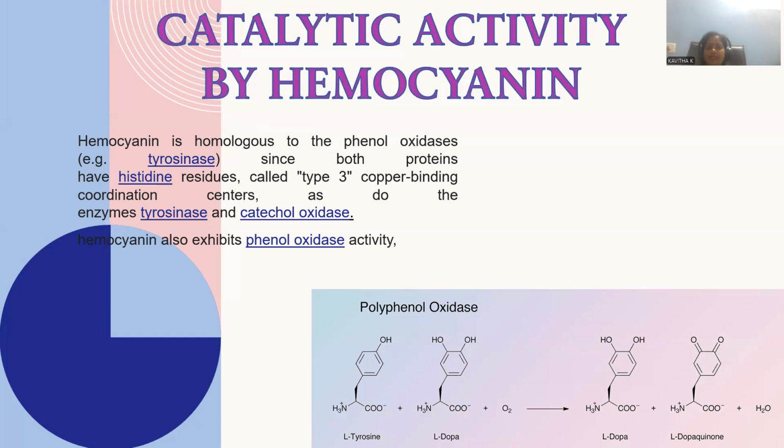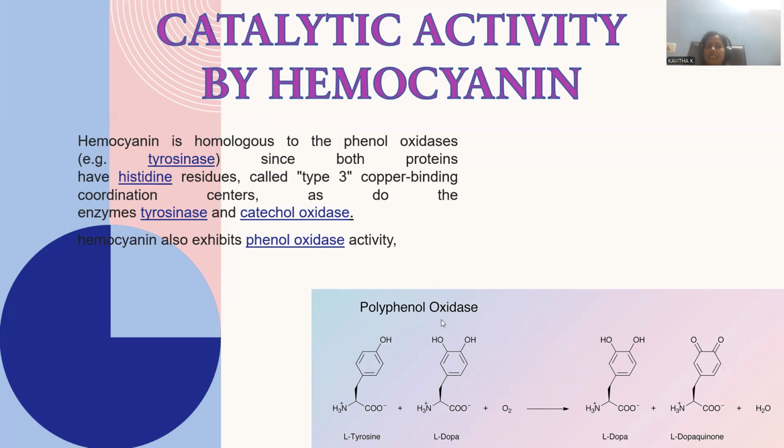Catalytic activity will be there. They work like a catalyst, and especially like a polyphenol oxidase. Whenever tyrosine and L-DOPA, which is a neurotransmitter, are there, tyrosine is the amino acid taken over there. They are oxygenated by means of this hemocyanin.